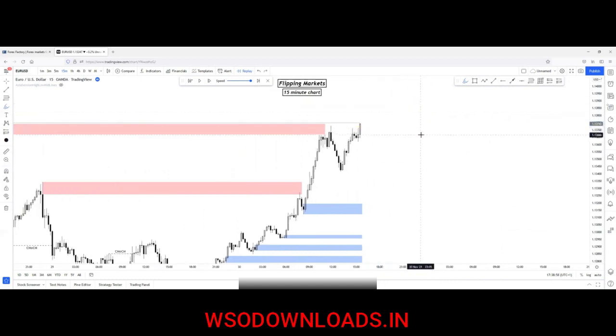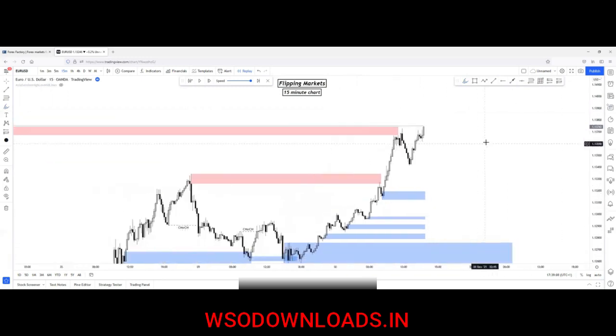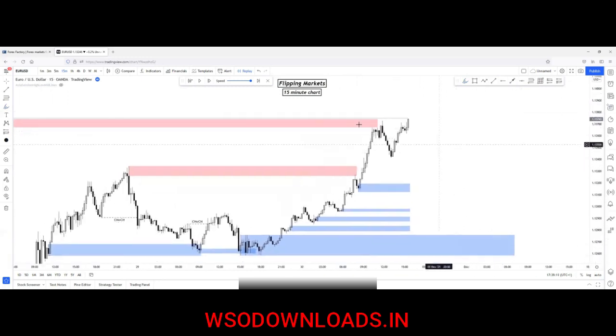So we are collecting more liquidity and we are expecting the sweep of this liquidity, because more sellers entered on this line, more sellers entered the market on this supply zone. So yeah, the next thing we have to do is wait for the liquidity sweep. But we will do that on the 1-minute chart.